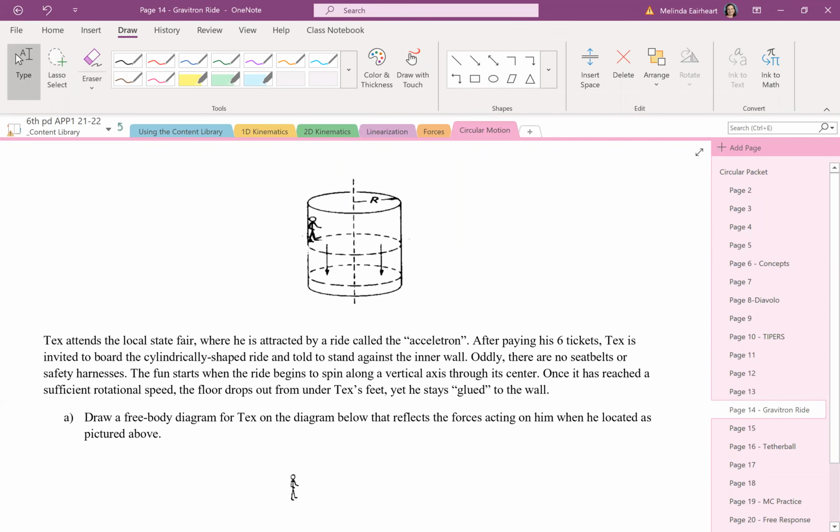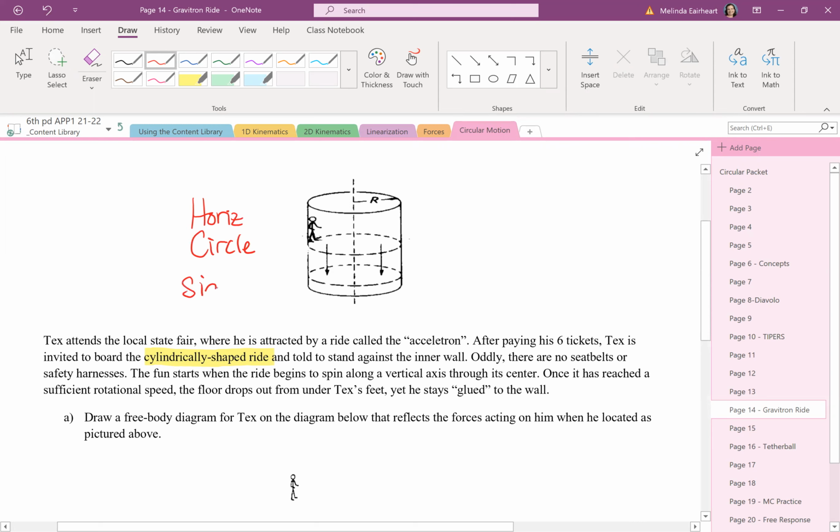But the Gravitron, Acceleratron, whatever it's called, Tex attends the local state fair, and he's attracted by the ride Acceleratron. After paying 6 tickets, who cares, Tex is invited to board the cylindrically shaped ride. So there's cylindrical. Look at the picture. Doesn't the circle look like an ellipse? It's a 3-dimensional picture on a 2-dimensional paper, right? But note to self, Tex is going to move around in a horizontal circle. This is a side view, and so it appears to be elliptical.